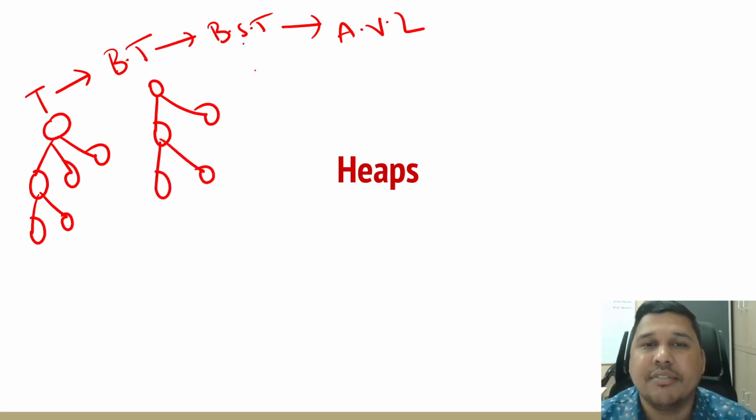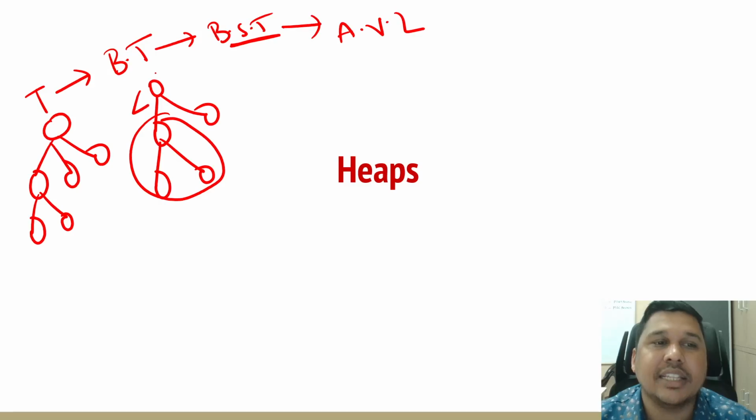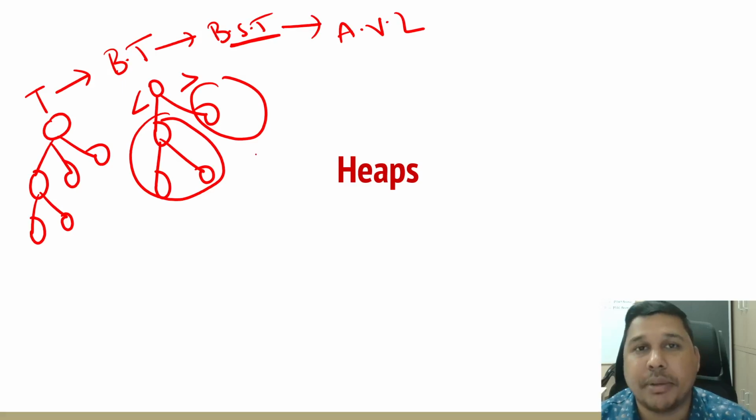Binary search tree, we have imposed an additional property on this binary tree. What was the additional property here? All the elements on the left child of the root should be less than the root element and the right side should be greater than the root element.